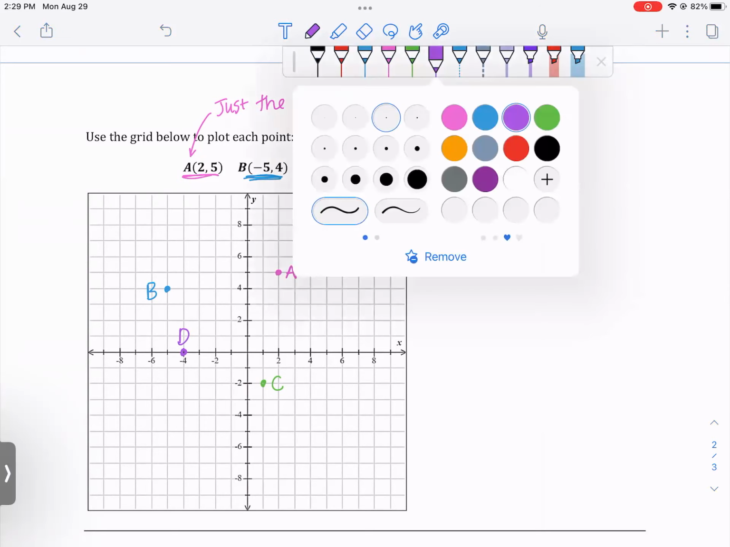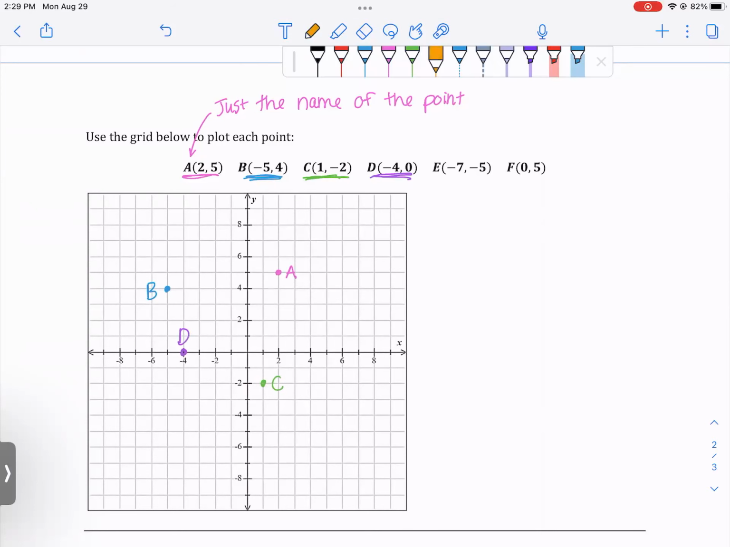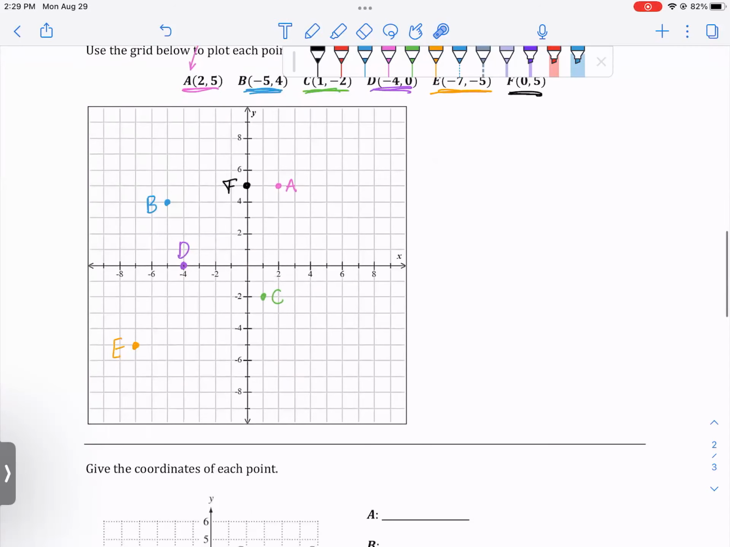Running out of colors here, so let's see. -7, -5 is going to put us right here. So back 7, down 5. That's point E. And I'll plot point F in black. So point F over 0. So I'm not moving left or right. The x-coordinate is 0, but I am moving up 5. And plotting my last point there. So that is plotting points on the coordinate system.